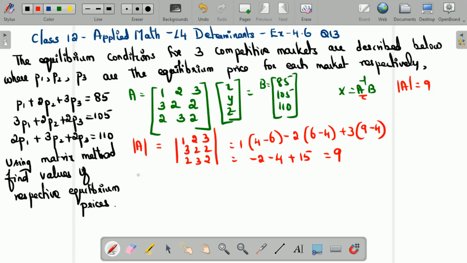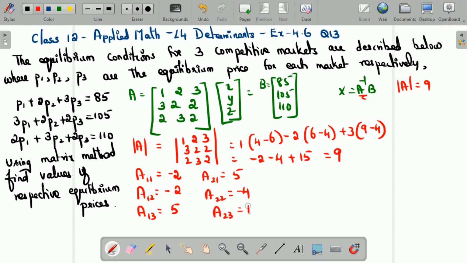Let's compute the cofactors so that we can write the adjoint. So A11 is going to be equal to minus 2. A12 will be equal to minus of 2 because this is in the second place. Then A13 is going to be plus 5. Now A21 is going to be equal to 5. A22 is equal to minus 4. A23 is equal to 1. Now A31 is going to be equal to minus 2. A32 is 7. A33 is equal to minus 4. Please always ensure that you cross-check your cofactors. Then there will be fewer mistakes when you do the numericals.